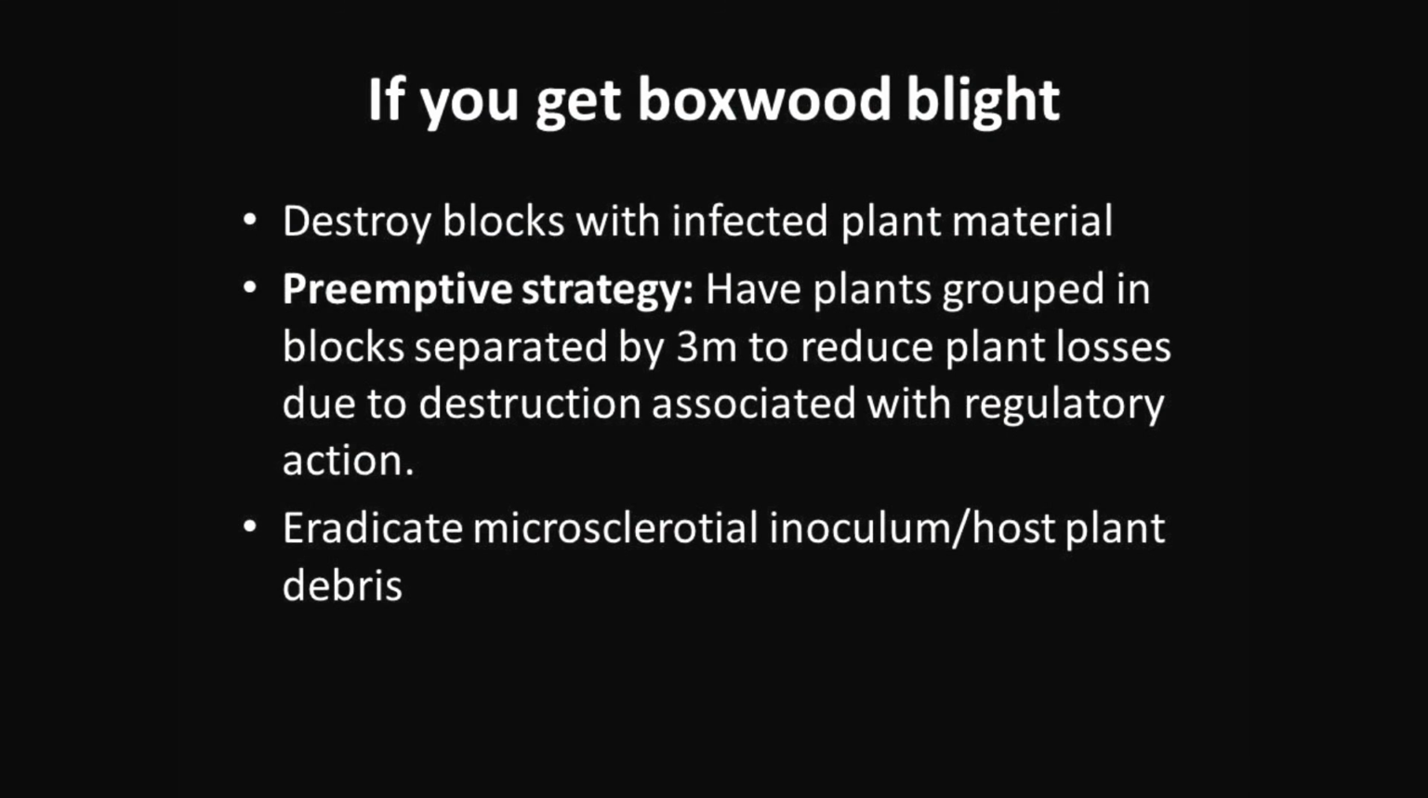Lastly, if you do get boxwood blight, destroy plants within the infected block. It also will be helpful if you have the plants grouped into blocks separated by 3 meters to reduce plant losses due to destruction associated with regulatory action. Also, act quickly and eradicate inoculum embedded in host plant debris. This can be accomplished by raking up and destroying plant debris, or potentially using an agricultural flamer to reduce the inoculum levels.